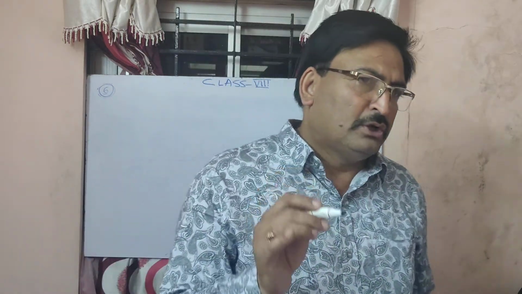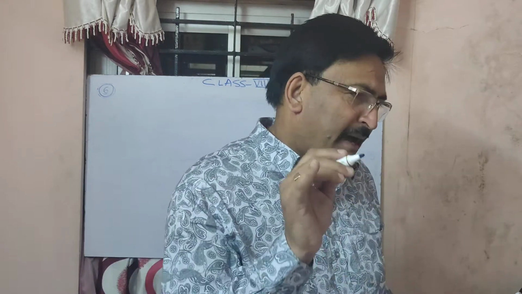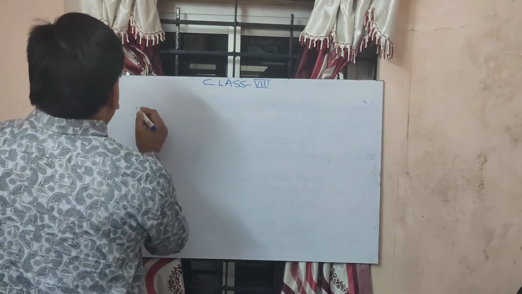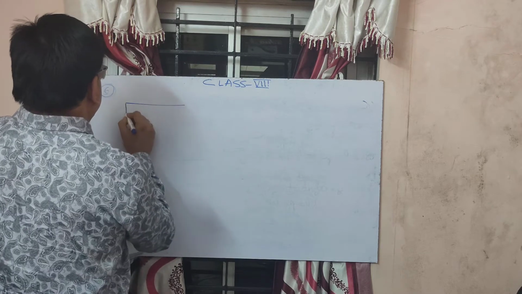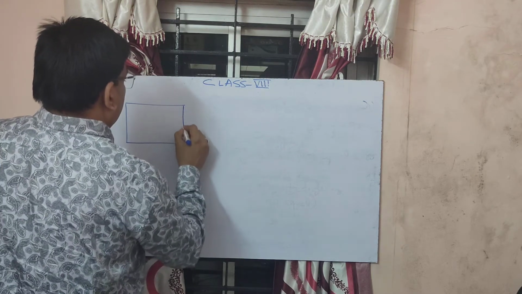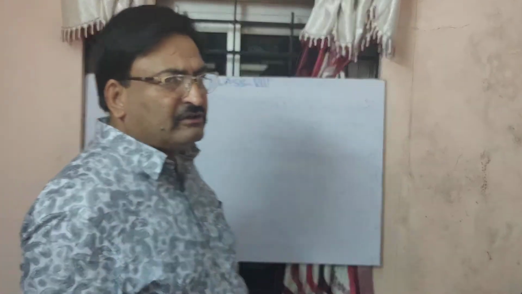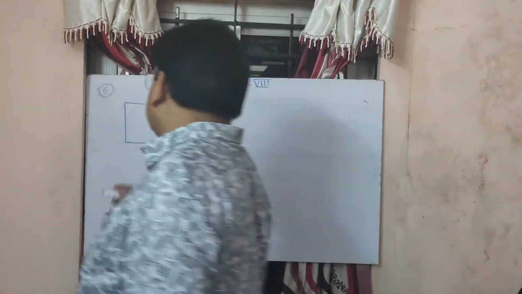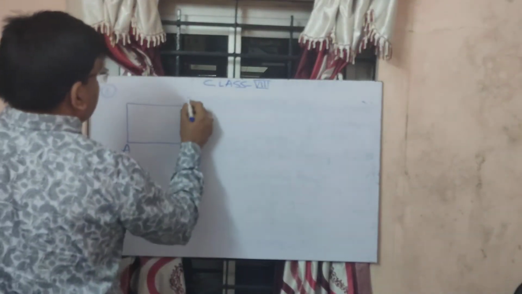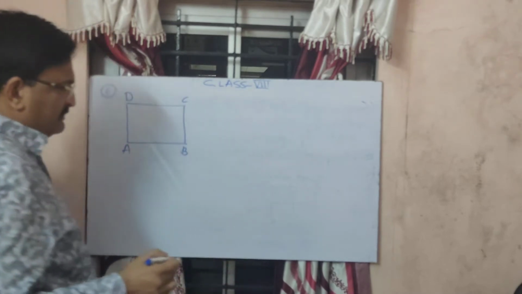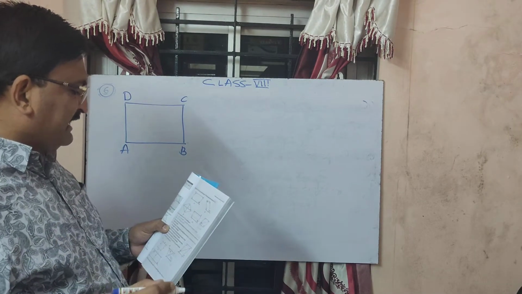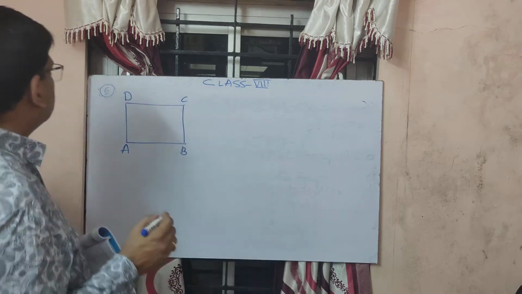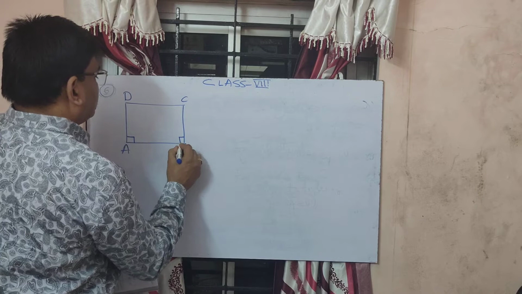Okay. Two adjacent angles of a parallelogram have equal measure. First, draw the parallelogram. Now, I told you a rectangle is also a parallelogram. So, now this is ABCD, a parallelogram. Here two adjacent angles of a parallelogram have equal measure. So, for example, angle A is equal to angle B.